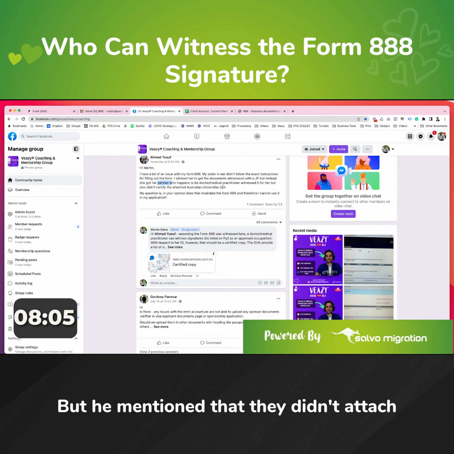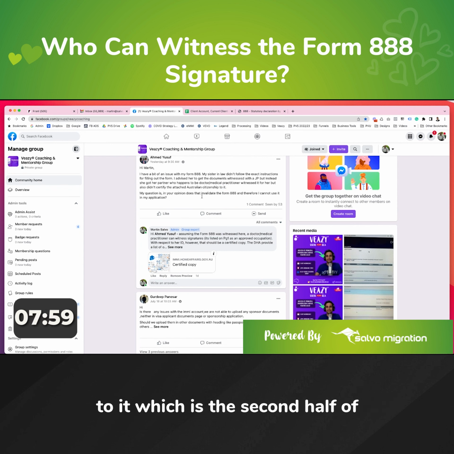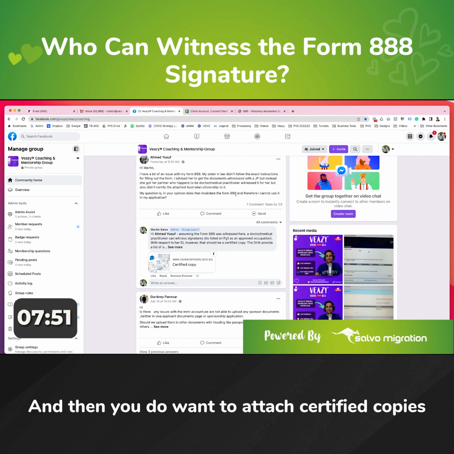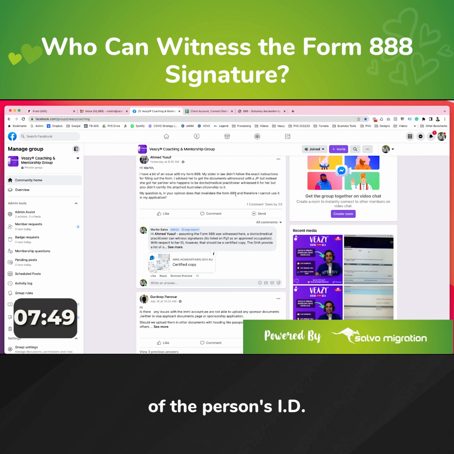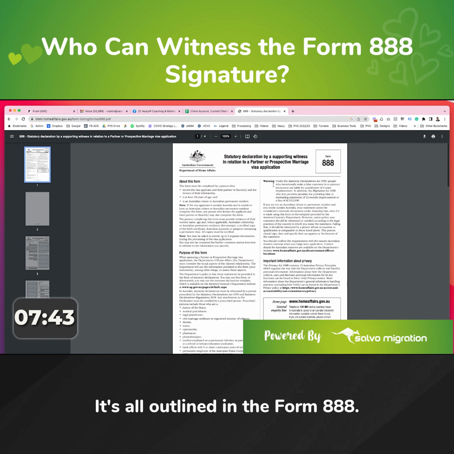But he mentioned that they didn't attach a certified copy of the Australian citizenship to it, which is the second half of that process. The first requirement is that it's properly witnessed by a qualified person, and then you do want to attach certified copies of the person's ID. Again, that's all stipulated. It's all outlined in the Form 888. So you're really just following what the form asks you to do.